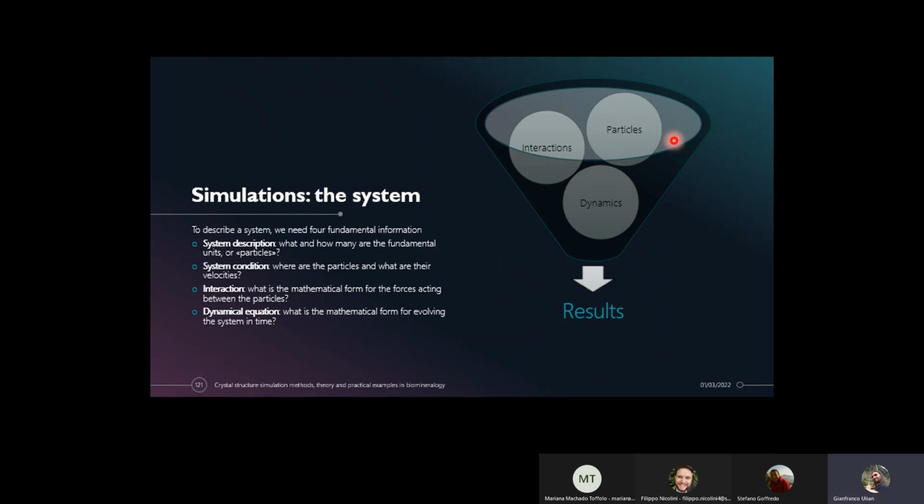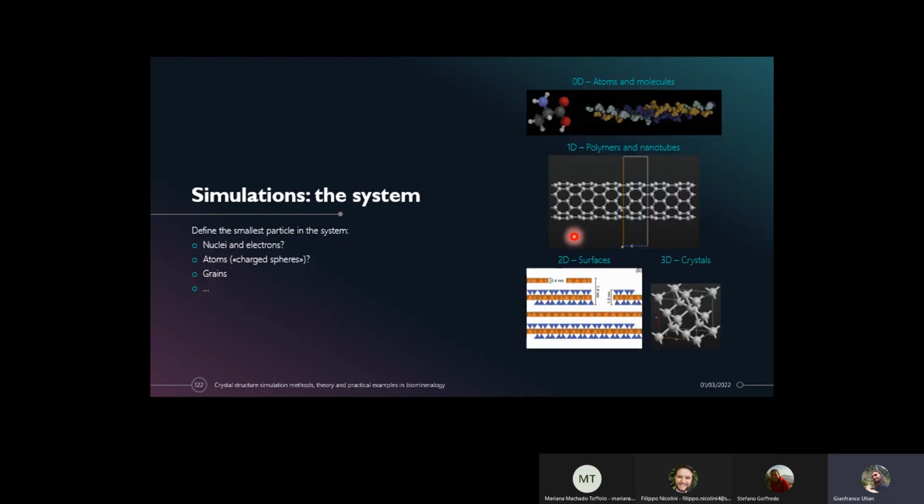So we put all this information together, we run the simulation, and we obtain some results. The system depends on the smallest particle, as I anticipated before, that describes the physics behind it. So you have different physics, different theories and formulations for nuclei, electrons, atoms, grains, and macroscopic components and so on.